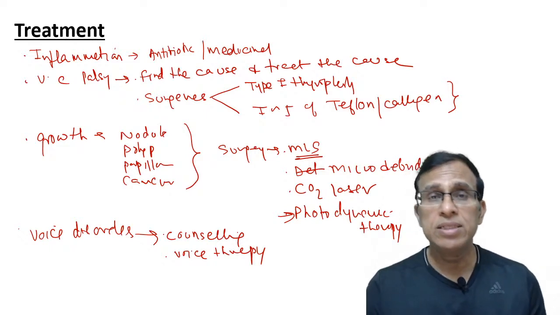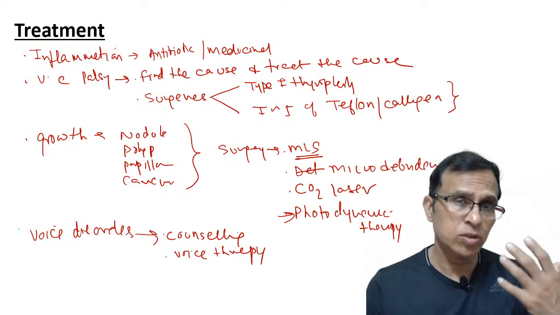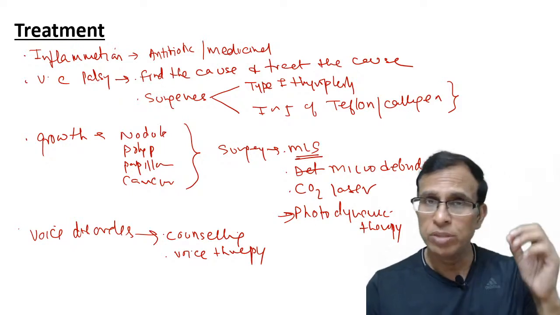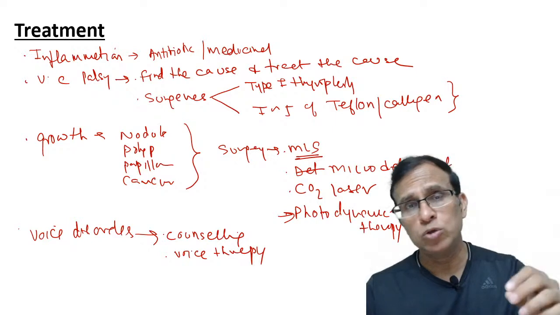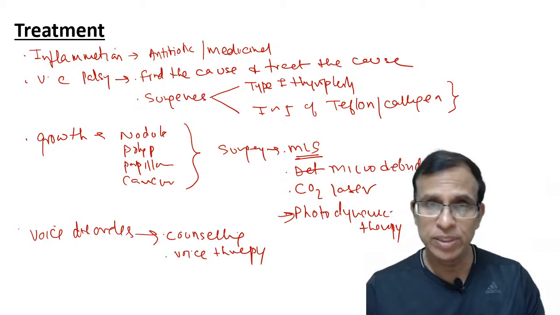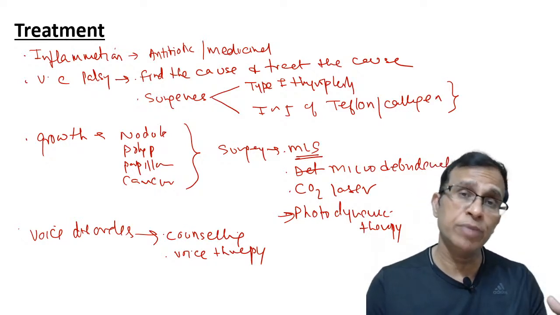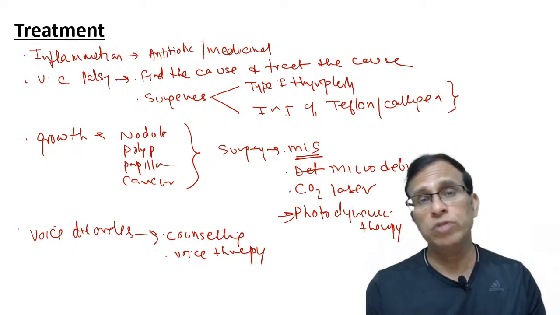And then the third part is the examination. One is a systemic examination, local head and neck examination, oral cavity, oropharyngeal examination, but the most important is the laryngoscopic examination, which could be either indirect or direct or fiber optic. This will give you the maximum amount of information in a patient with hoarseness of voice.